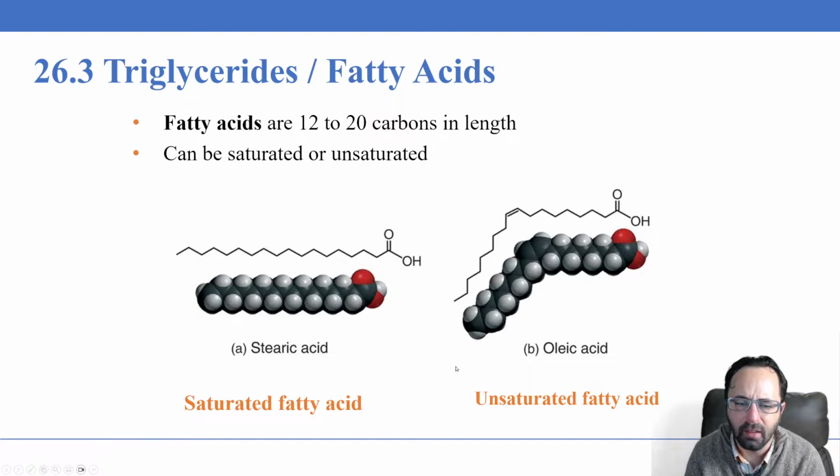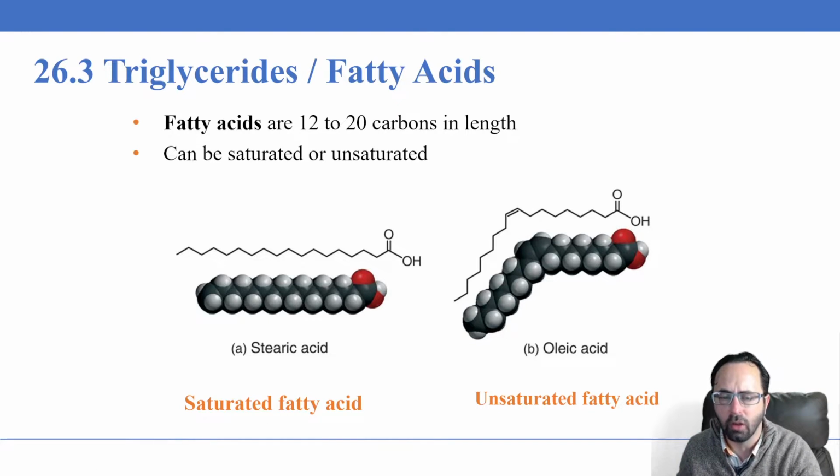So fatty acids can vary in length of their carbon chain. They generally range from 12 to 20 carbons in length, and they can be saturated or unsaturated. And so when you hear of saturated or unsaturated fats, they're literally referring to whether they have a carbon-carbon double bond or not. The saturated fats do not contain a carbon-carbon double bond. So here's an example: stearic acid. It's saturated. There are no carbon-carbon double bonds in its hydrocarbon chain.